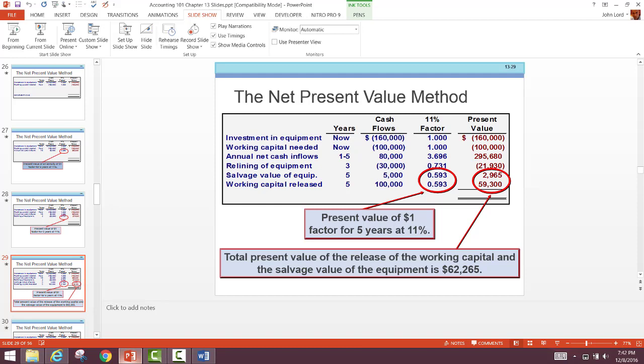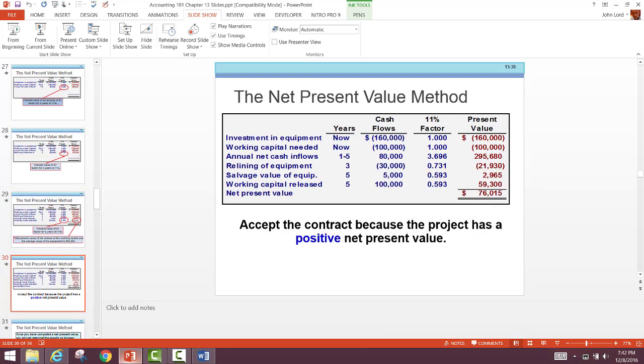Okay, and so what happens when we take our cash outflows? Usually, guys, the big cash outflows are going to happen up front at the beginning of the project, when we're making that initial investment. And then we're going to have our cash inflows coming later, and there might be one cash outflow later if we have some sort of repair that we have to make. And we net all that out, and we end up with a positive net present value of $76,015.